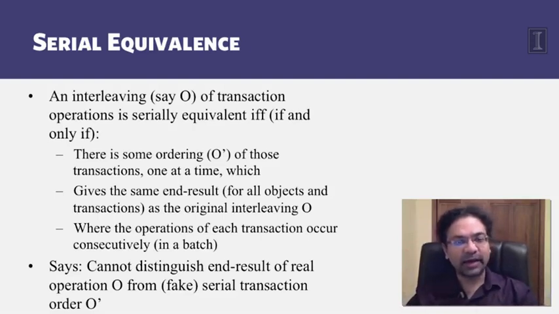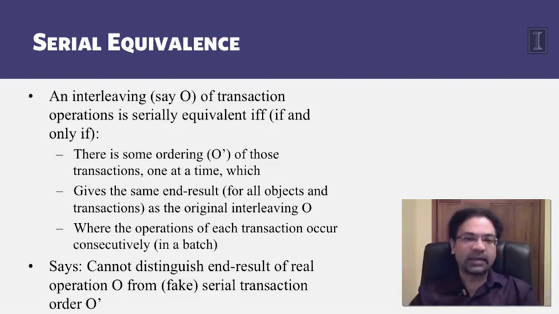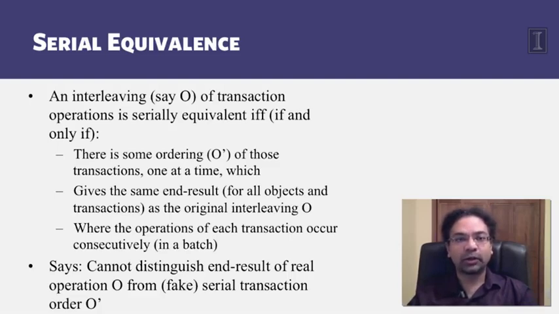Essentially we are saying that an interleaving O, which happened in real life, is serially equivalent if there is a parallel world in which, if transactions had executed one transaction at a time, then the end result, as far as the servers are concerned, would have been the same as this original interleaving O. Even though the transactions overlapped and even interfered and interleaved with each other, the end result is the same as if the transactions had executed serially, one transaction at a time. The key here is that you are not able to distinguish the end results of the two, and so the interleaving is still serially equivalent, even though it's not actually serial.